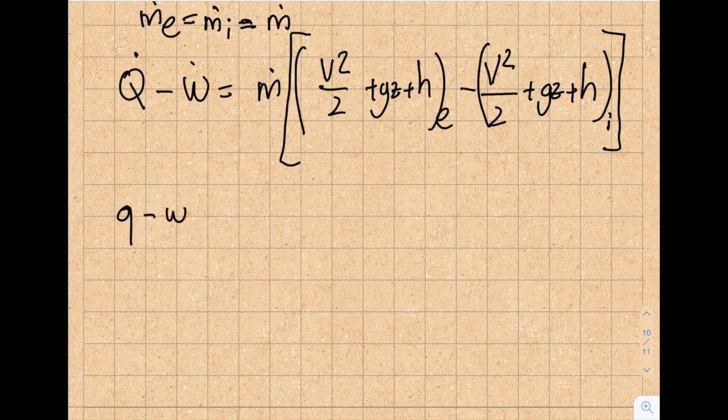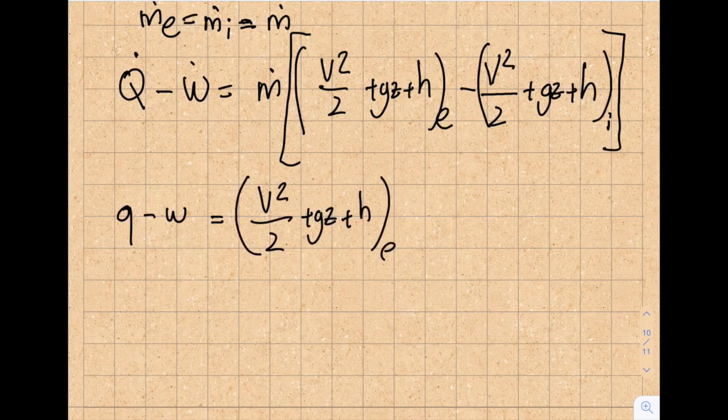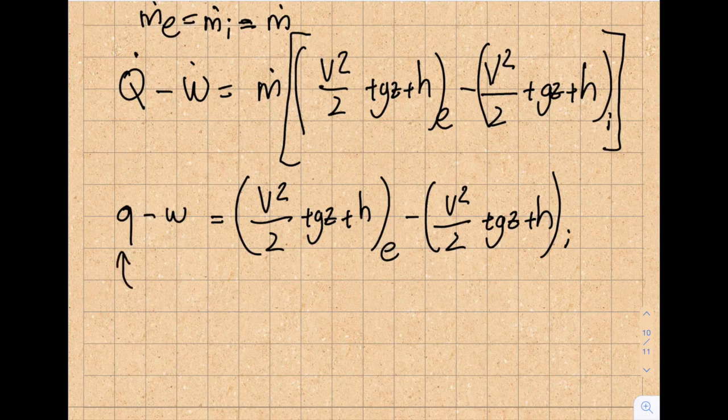Minus W, lowercase w, will be equal to V squared over 2 plus gz plus h at the exit minus V squared over 2 plus gz plus h at the inlet. Now let's talk about these two terms. What are the units? I usually, when I explain a concept, want to talk about the units as well, so that kind of helps us. In order to do that, first we have to understand what the units of these are.